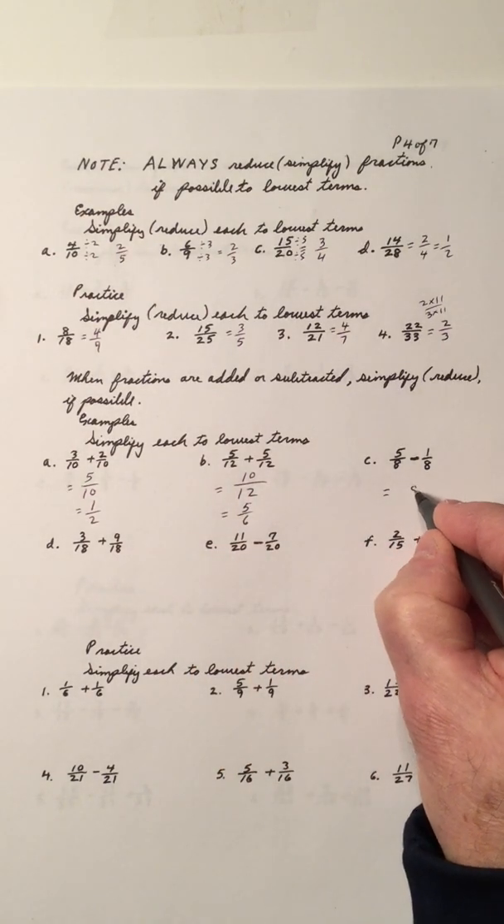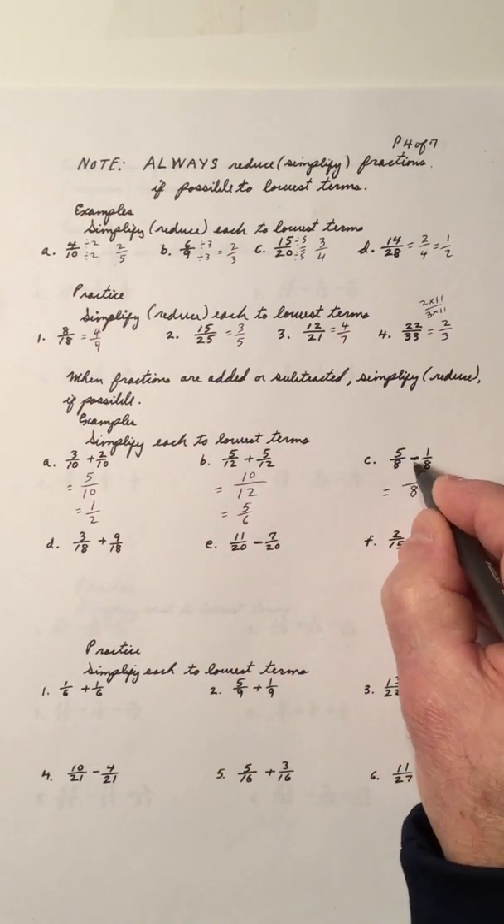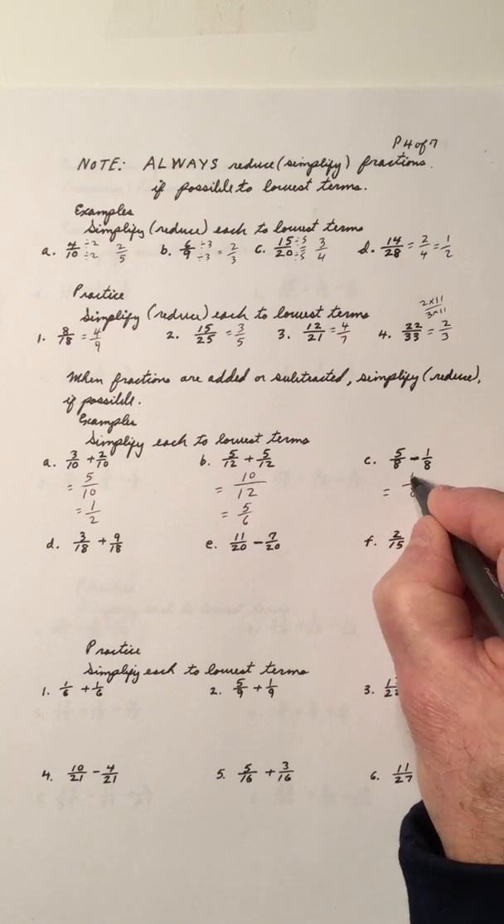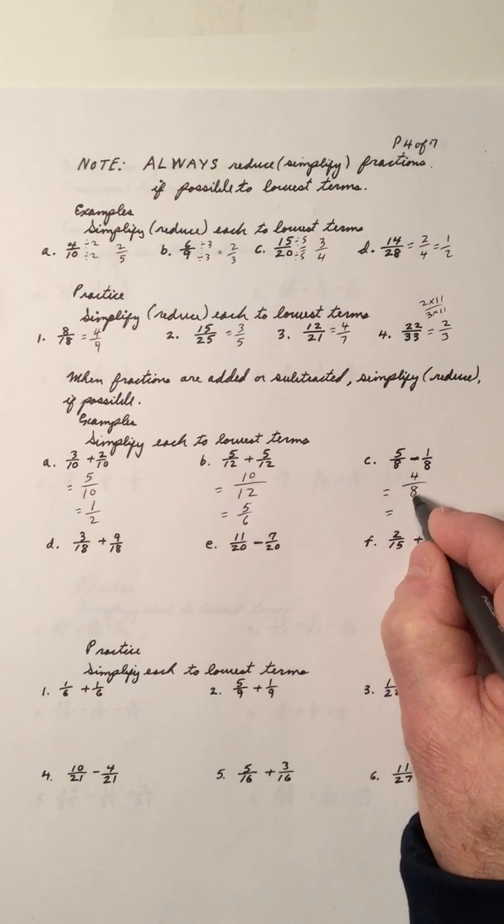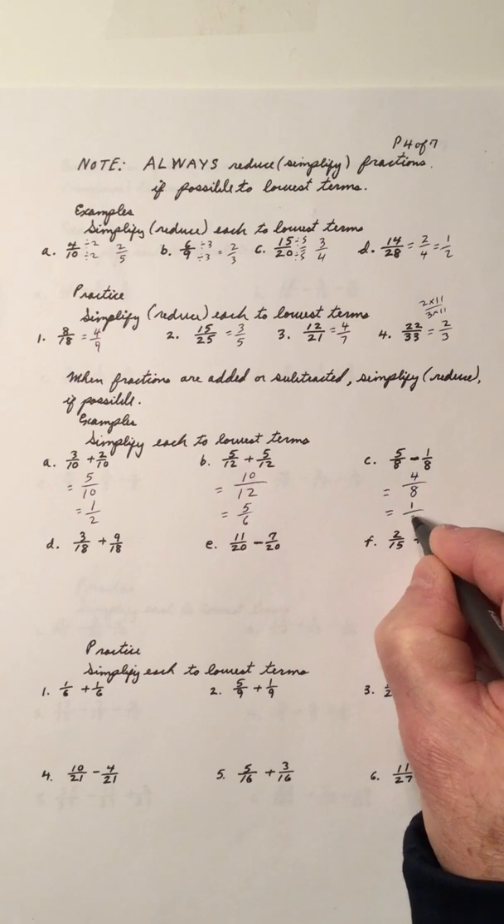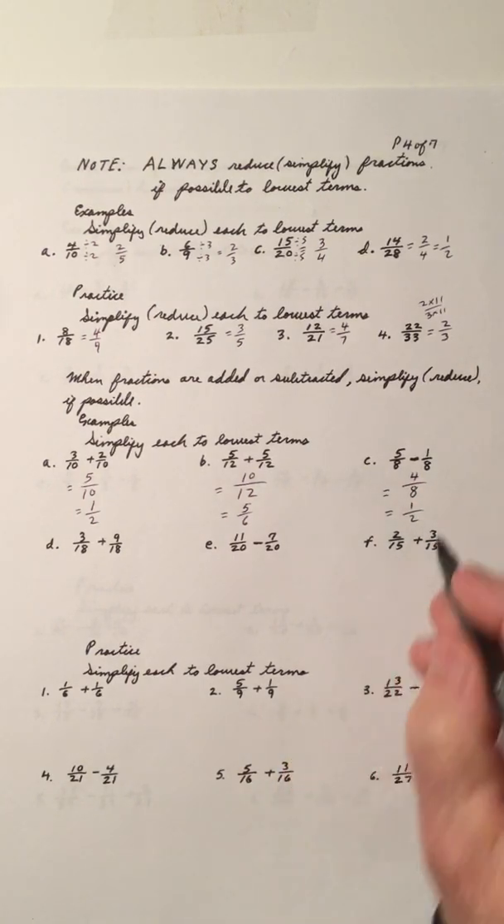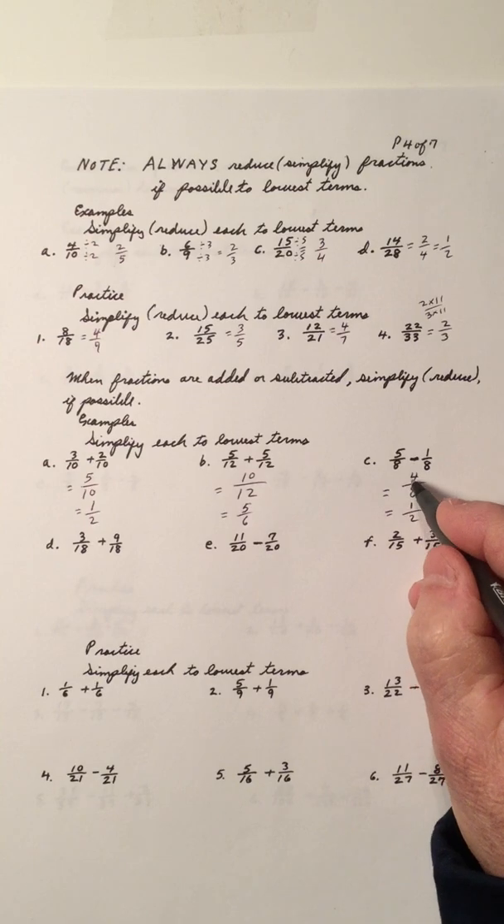Notice 8 is your denominator. 5 subtract 1 is 4. And notice that the GCF of 4 and 8 is 4. 4 into 4 goes once. 4 into 8 goes 2. So 1/2 is the same as 4 over 8.